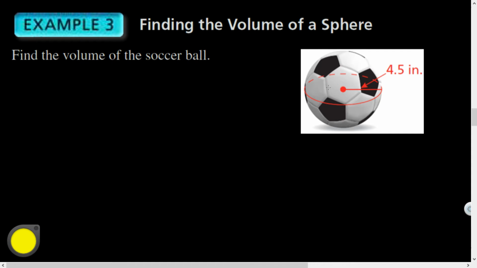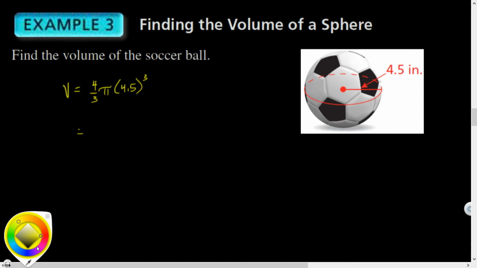So a 9-inch diameter soccer ball? If I want to find the volume of this, I have the radius. The volume is going to be 4/3 pi times the 4.5 cubed. As far as cubing, you are going to use the caret button on your calculator and raise it to the 3rd power. So 4.5 cubed. What's that?